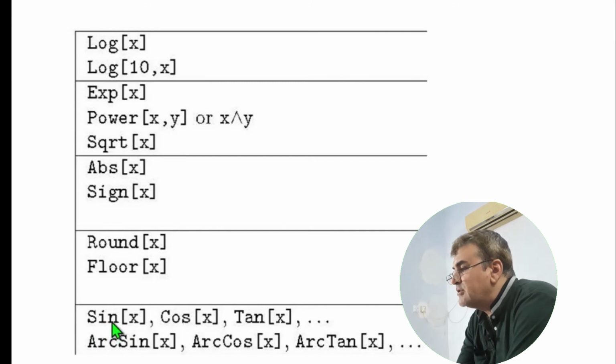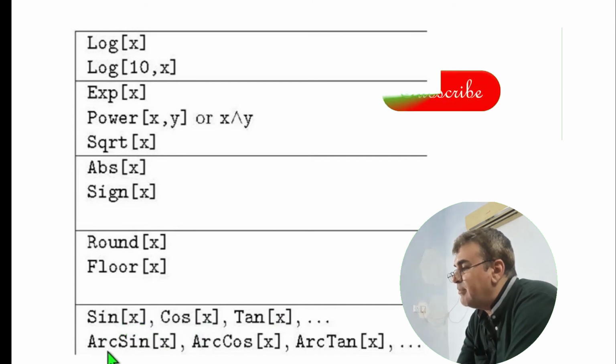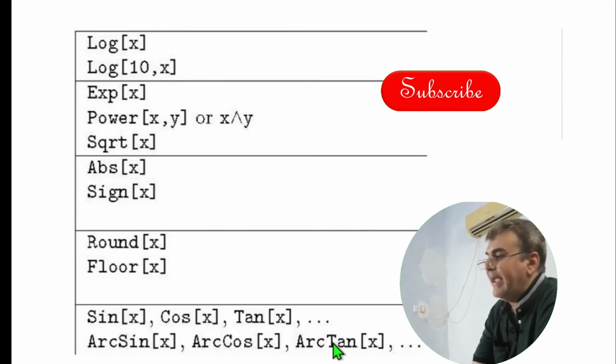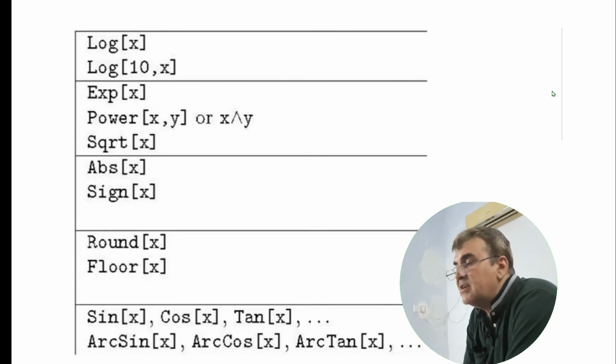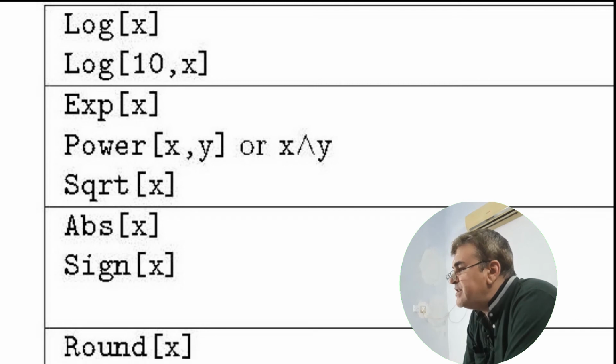The trigonometric functions can be implied by Sin of x, Cos of x, Tan of x, and the inverses of these in Mathematica are employed by ArcSin of x, ArcCos of x, and ArcTan of x. You see in this list that almost all the commands bear their traditional mathematical names. However, each of these functions starts with a capital letter, and that's what differentiates the Mathematica commands from the common usage of these functions.